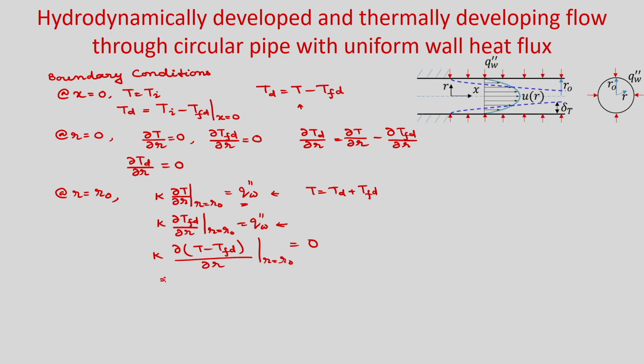So, you will get del TD by del r at r is equal to r naught will be 0. You see, in the radial direction at r is equal to 0 and r is equal to r naught, the temperature gradient of TD is 0. That means both the boundary conditions are homogeneous, that means it is the homogeneous direction.